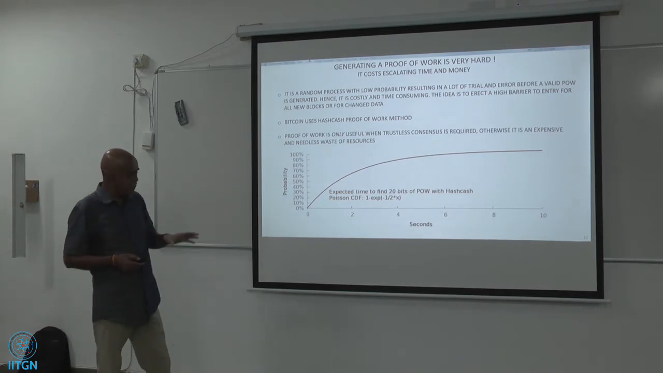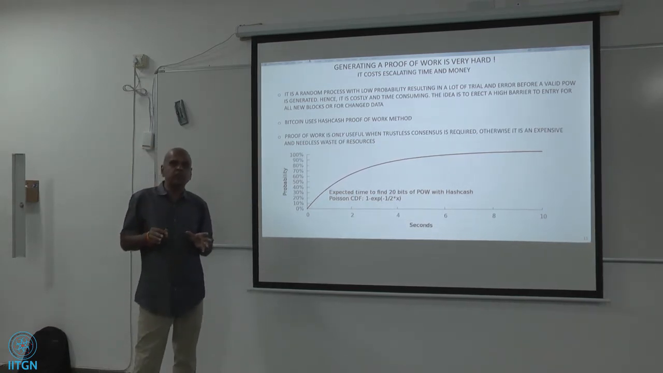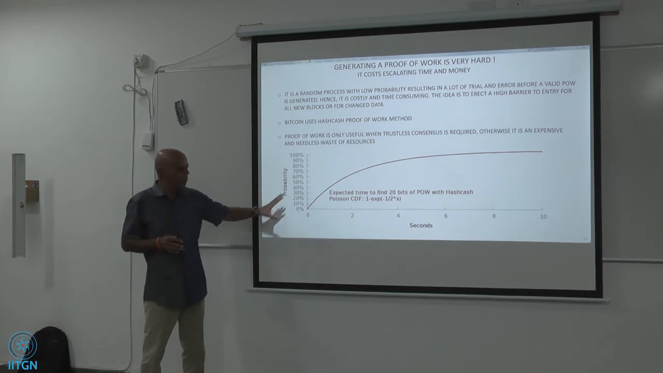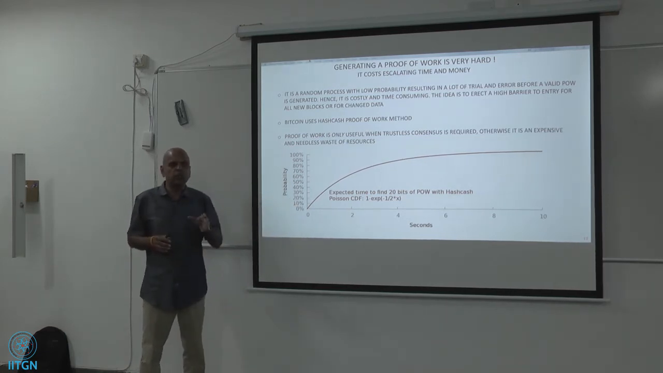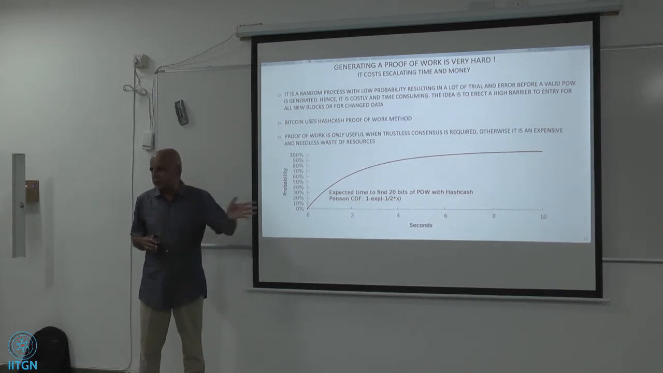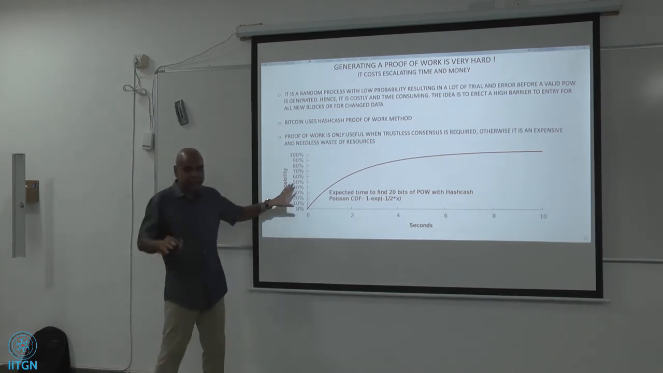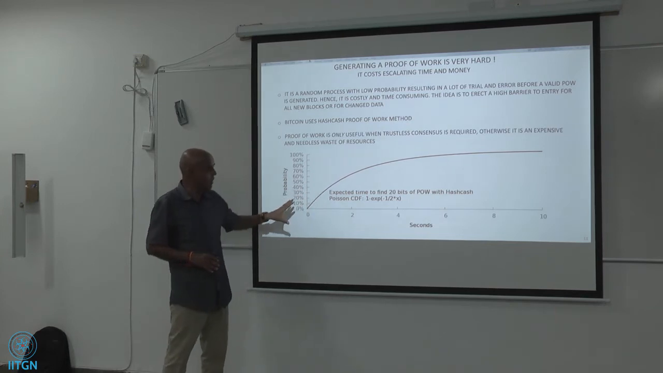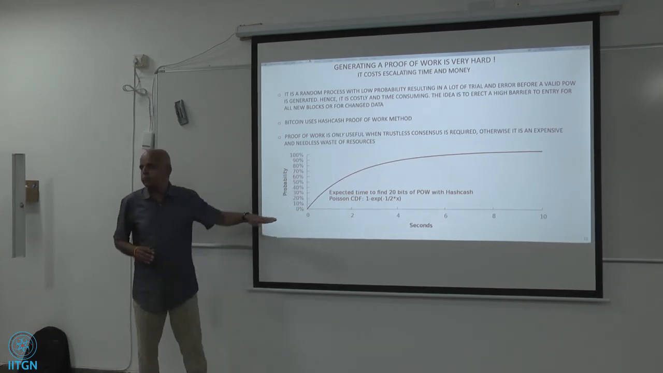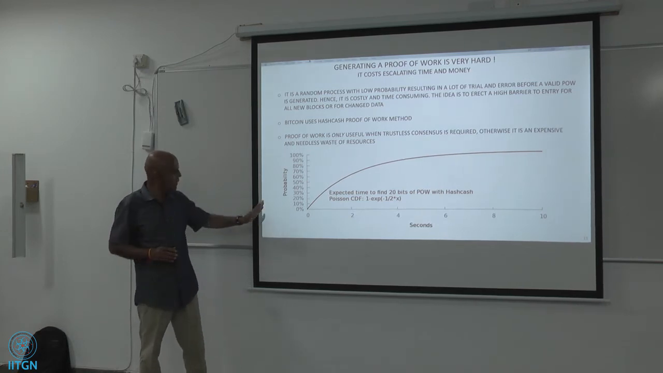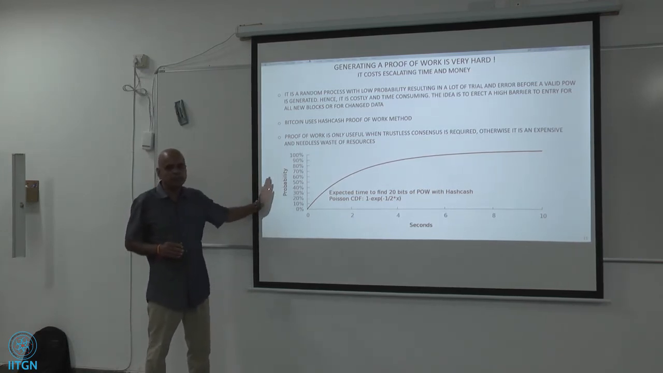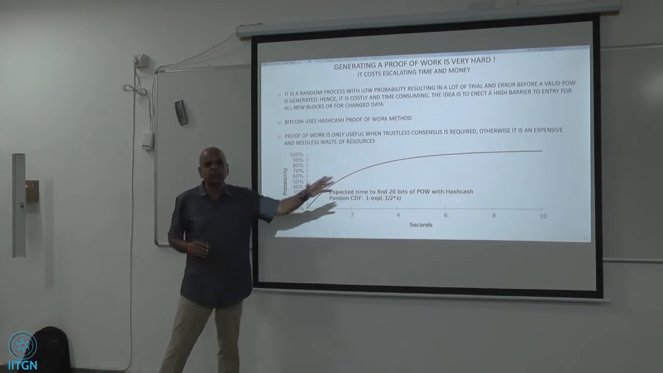Now, I talked about generating proof of work, how hard or easy it is. It is very, very hard. Here's a graph, basically, of what is called the Poisson CDF, cumulative distribution function. Those of you who did your math or stats will know what that is. I forgot my fundamentals, but at my younger age, we studied that as well. So on the x-axis, you have time, seconds, and on the y-axis, probability. So look at how this distribution function goes, right?